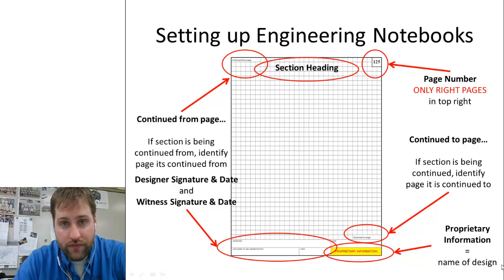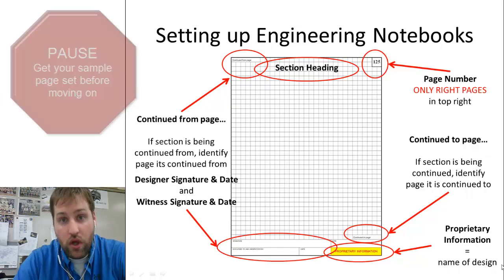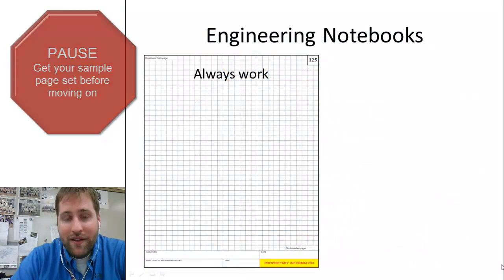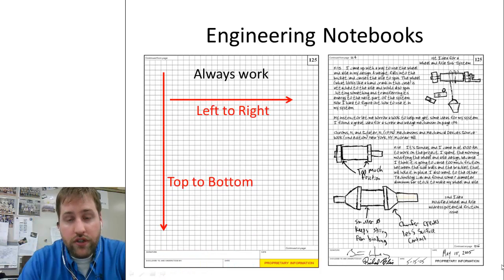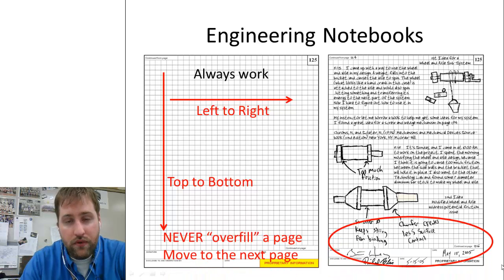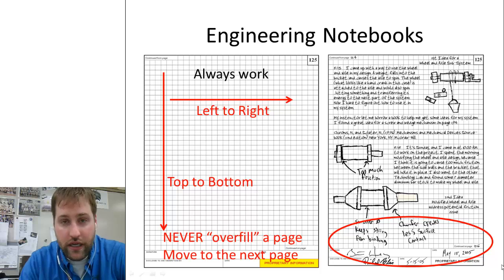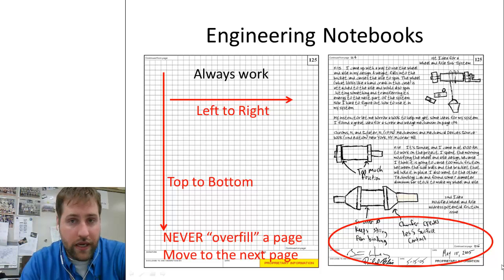Before we go any further, take a moment and, with that sample engineering notebook page, identify these parts on your sample page. Go. When it comes to work on individual pages in your engineering notebook, know that a good engineer works from left to right and top to bottom, and always leaves space at the bottom for that designer or engineer to sign and date, along with a witness to sign and date. Also in the bottom right should always be that proprietary information. Don't overload your pages. Be okay with sometimes leaving a blank and going on to the next page.